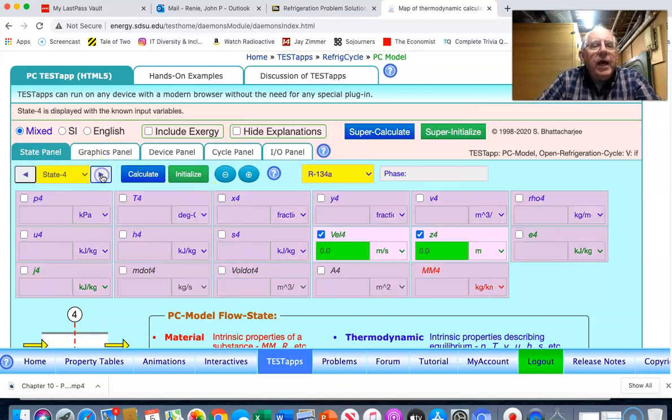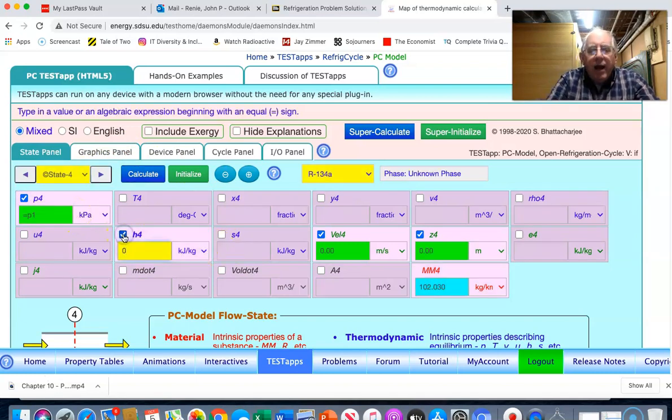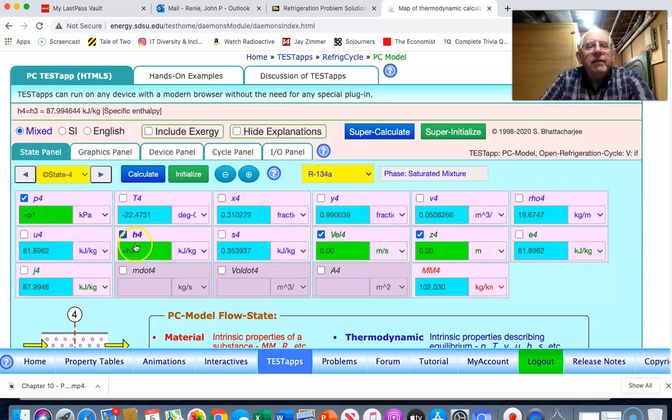And then finally we have our last state, which is going back to state 1. This is our expansion valve, and we have the enthalpy given as well as the m dot.